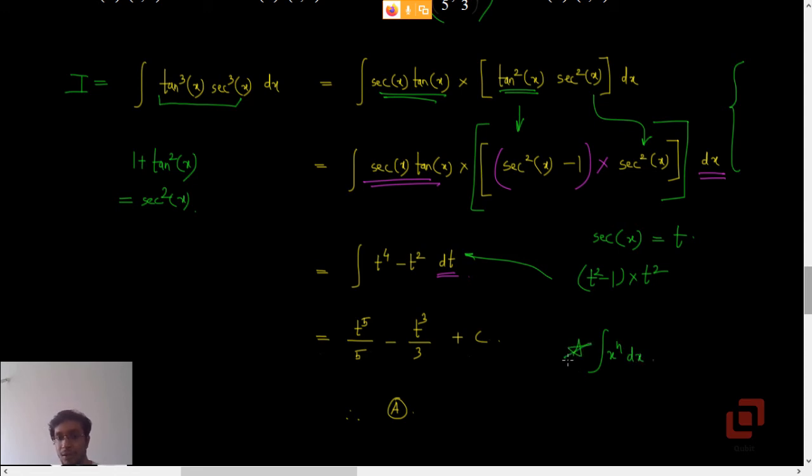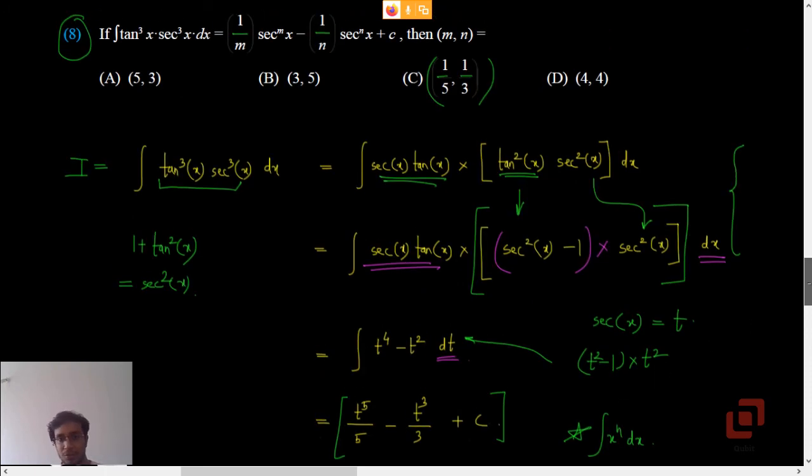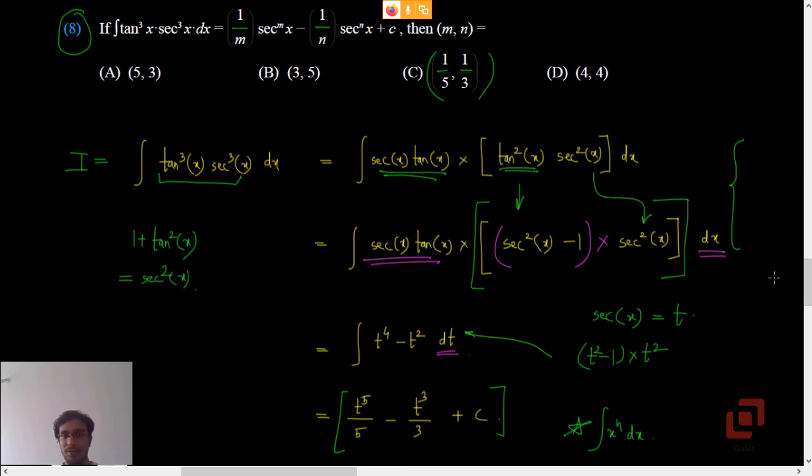Alright, so now you may have observed that we have used integration only in the last step, and that too this formula, integral x raised to n dx, which is a very simple formula. So the main part in all integration problems, including this one, is the manipulation or the adjustment. Okay, here we took sec x tan x common, and then we wrote tan squared x as sec squared x minus 1, and after that, once it came in the form wherein we could substitute, then we brought in the substitution sec x equal to t.